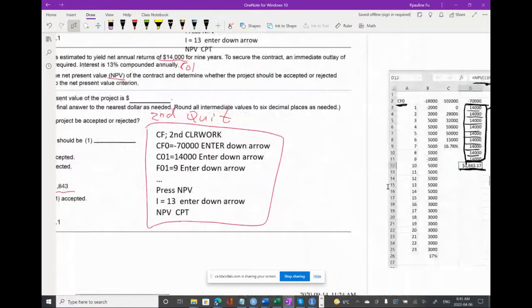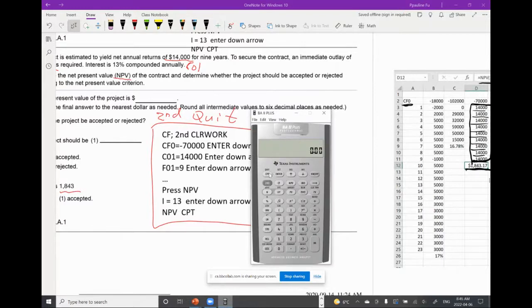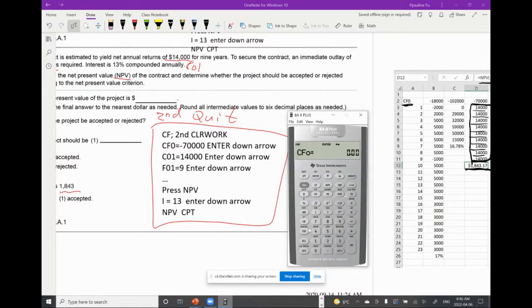Now, the calculator method. So I'm going to pull out the calculator. Second quit, then press CF. After you press CF, second clear work. Okay. Now CF0 is negative 70,000. 70,000 negative. Enter. Press down arrow key.